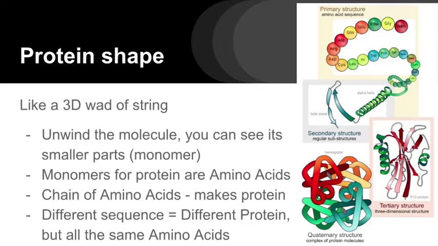Proteins have a very specific shape. They sort of look like a 3-dimensional wad of string, as you can see right down here. If you are able to unwind that molecule, you can see all of its smaller parts. A protein is made up of a sequence of amino acids. Each amino acid links together, as you can see over here, and that long string will wind itself up and wad itself up into a larger molecule that we call a protein. So the monomer is called an amino acid, and they make up the proteins. There are a lot of different types of amino acids, and depending on the order of the amino acids in that chain, they can make various different proteins.